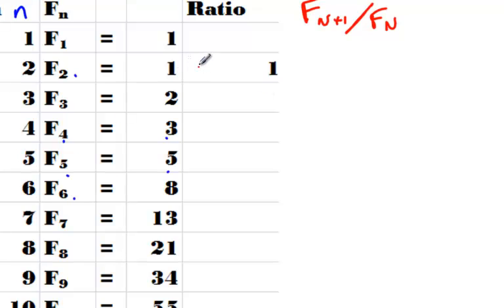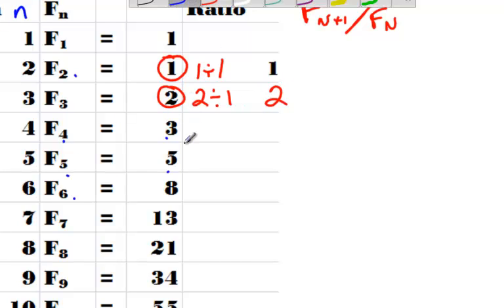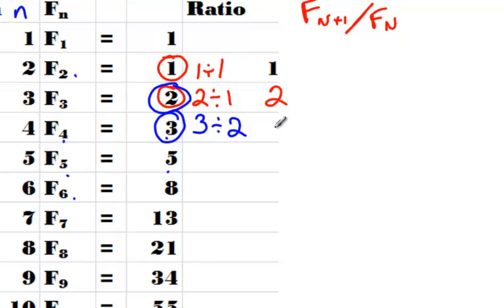So on this row I have 1 divided by 1. The next row is going to say 2 divided by 1. So this Fibonacci number divided by the one before it. So that's a 2. The next row has 3 divided by 2. And so on. Okay? I'm going to switch over to Excel so we can look at what happens when we do this.